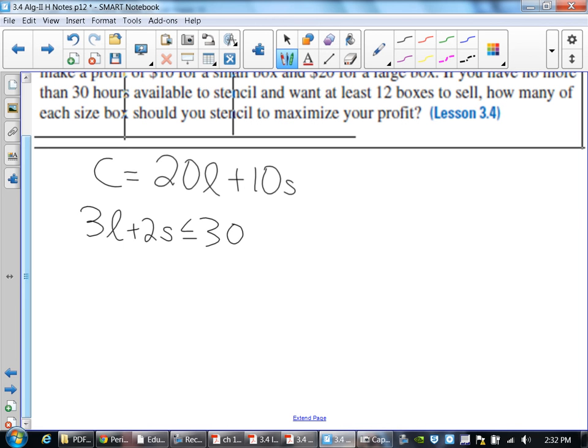You okay? All right. Now it said that you want to sell at least 12. So if you want to sell at least 12, can you sell more than 12? Yes. You can sell more than 12, but the least amount you want to sell is 12. Is there any multiplier for large and small? Isn't that the whole problem? Yes. Can you have negatives? Verify your problem. Plot it.